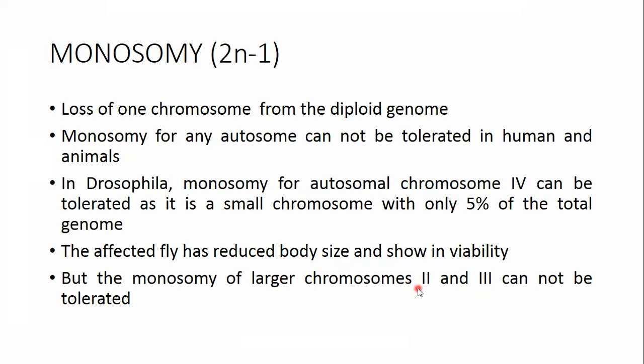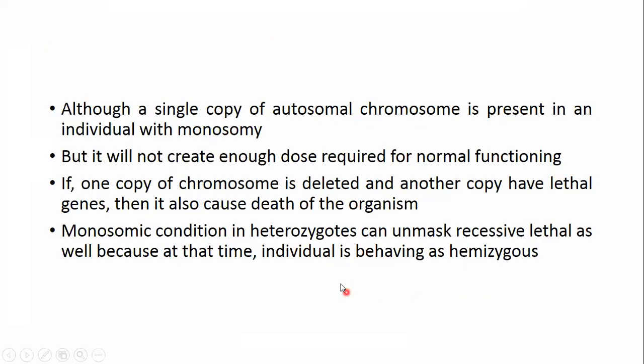Drosophila mein chromosome number 2 and 3 jo hain, large size ke hote hain. Obviously, they contain abundant genes, many genes, and these genes contribute to the survival of the Drosophila. So that's why Drosophila cannot tolerate the monosomy of chromosome number 2 and 3. Although a single copy of the autosomal chromosome is present in an individual with monosomy, it will not create enough dose required for normal functioning.